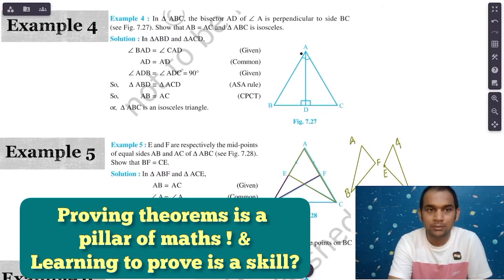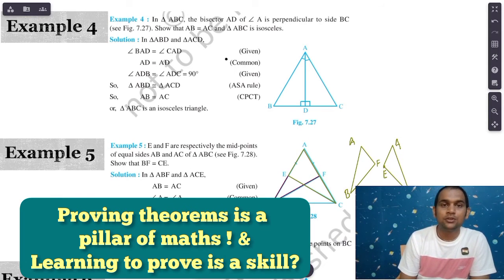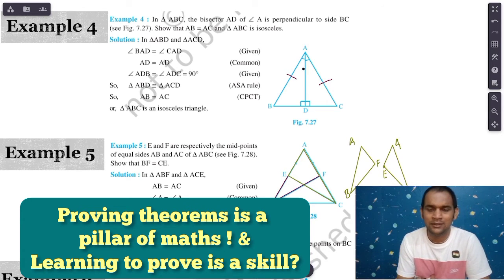Suppose we have example number 4 as given over here. In triangle ABC, the bisector AD of angle A is perpendicular to side BC. Show that AB equals AC. We need to show that AB equals AC, and obviously, if they are equal, triangle ABC will be isosceles. So what we will do is consider triangle ABD and triangle ADC. As you can see, this is an angle bisector, so this angle is already equal.